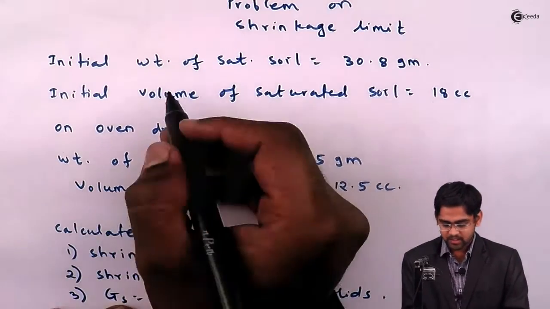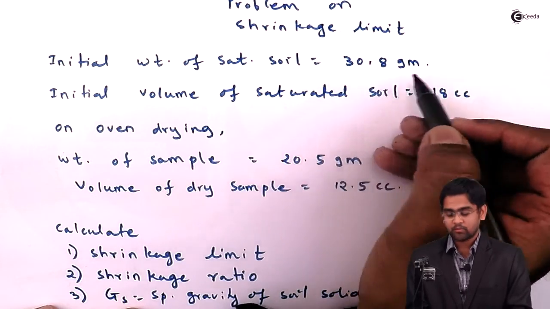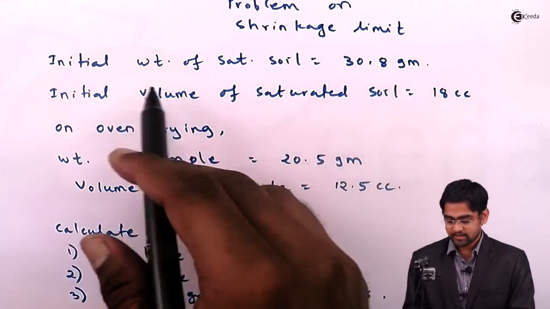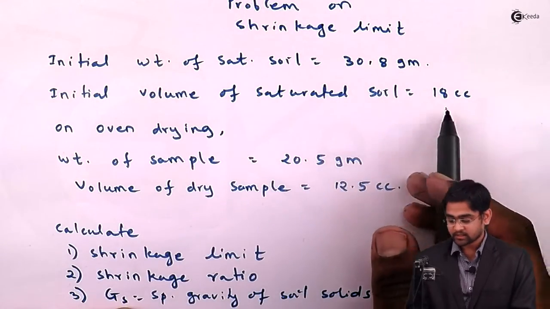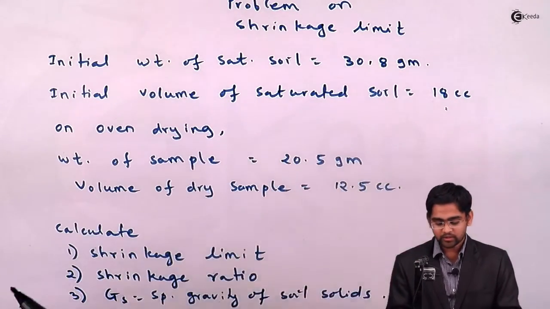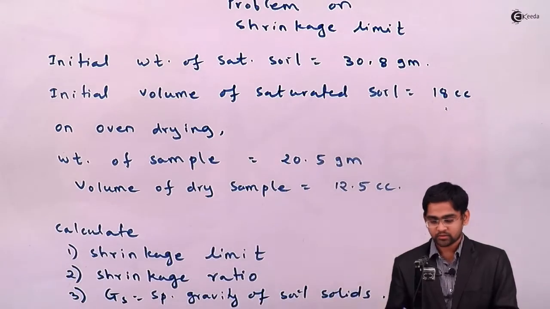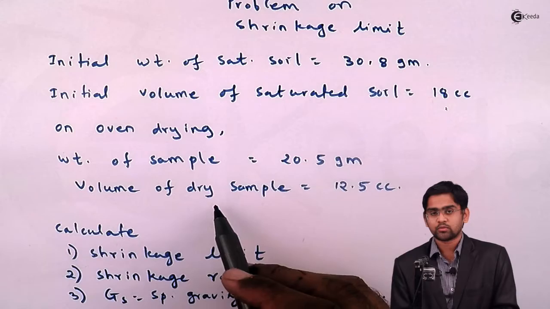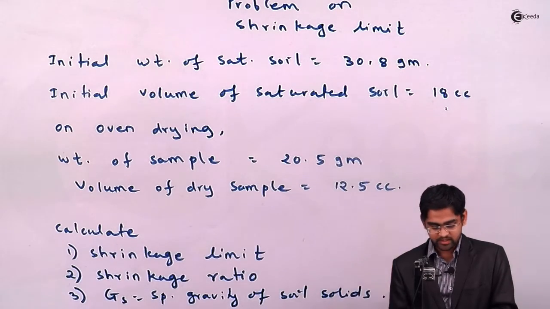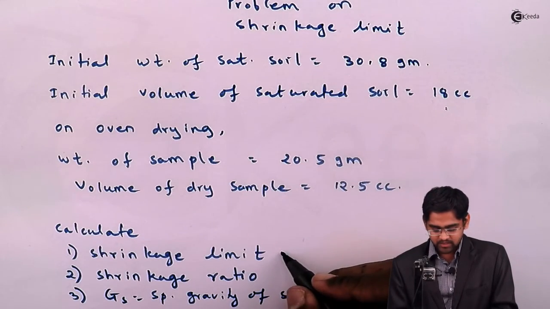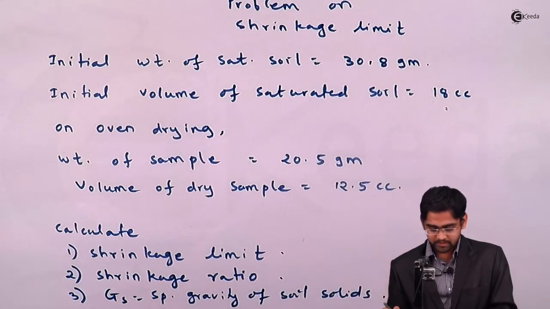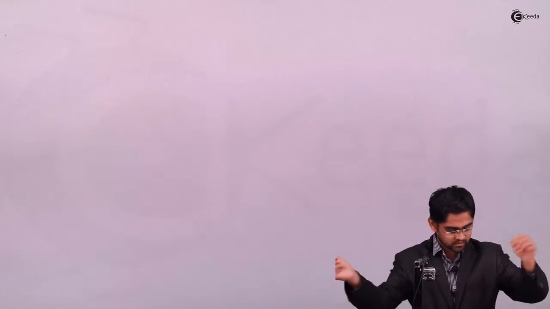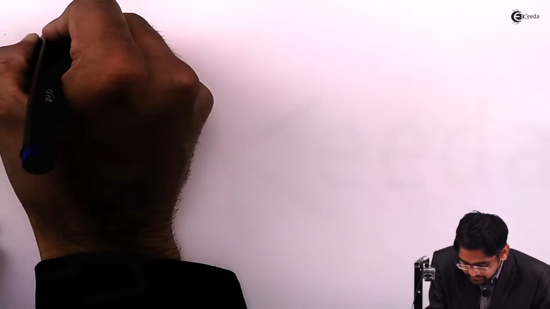We've got the initial weight of the saturated soil as 30.8 gram, and the volume at the same condition of the soil is 18 cc, that is 18 cubic centimeter. Once you dry the soil in an oven, the weight of the sample got reduced to 20.5 gram, and the corresponding dry volume of the soil is 12.5 cc. In the same problem, the shrinkage limit is asked, the shrinkage ratio is asked, and the specific gravity of solids is asked. So I'll begin solving this problem by just the conventional three-phase diagram.